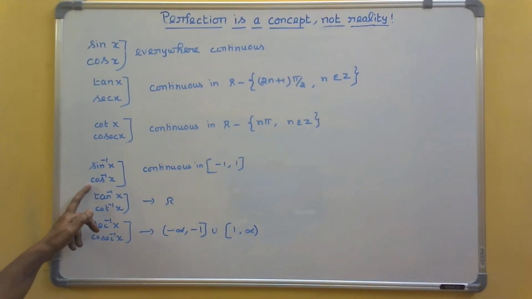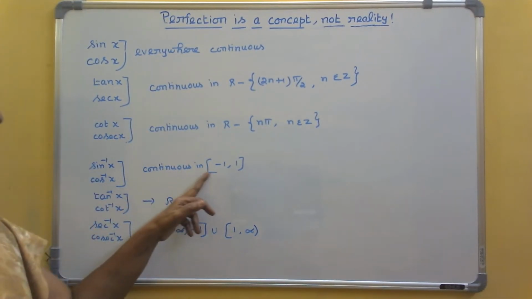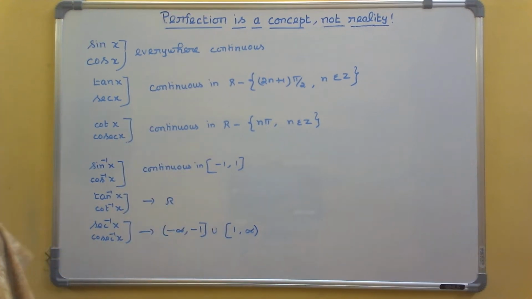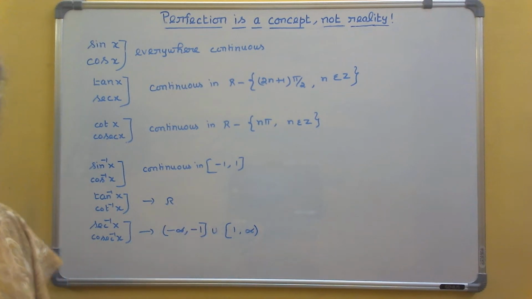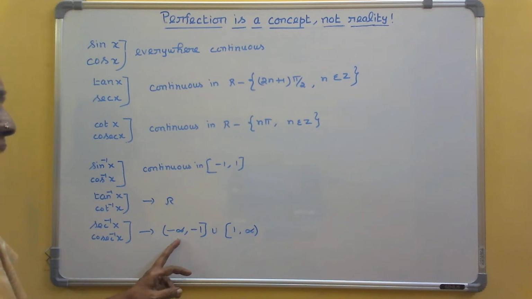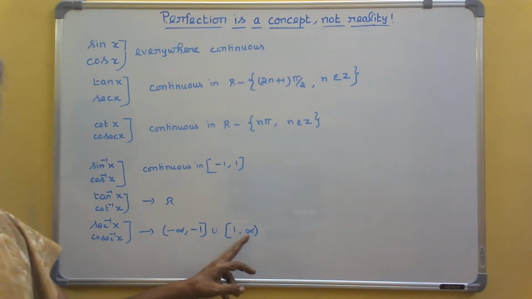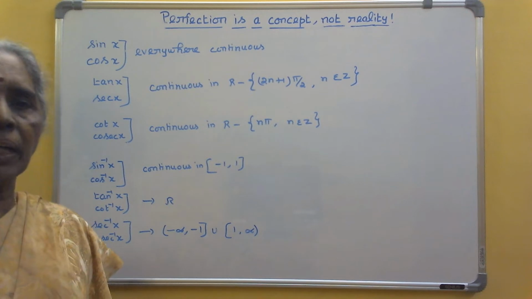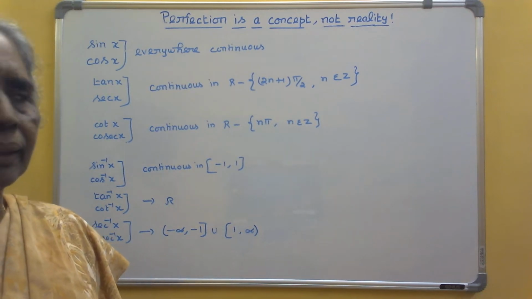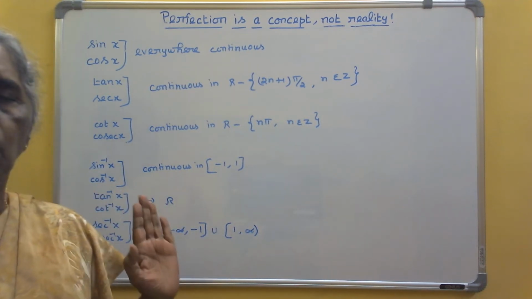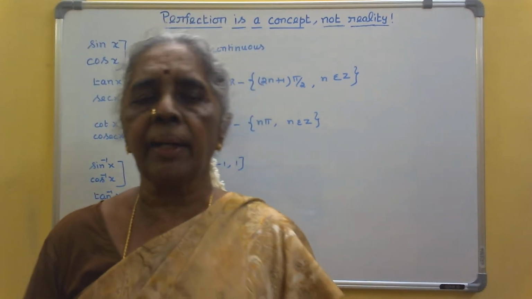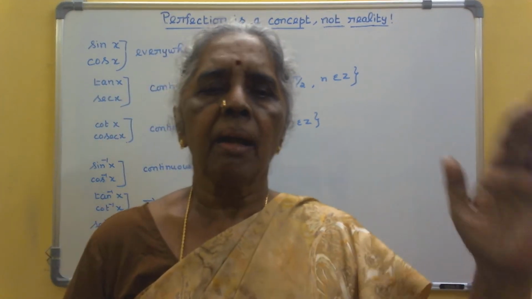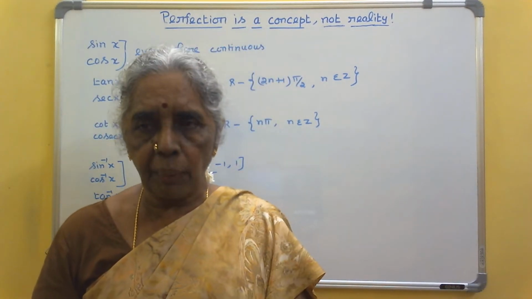For sin inverse x and cos inverse x, they will be continuous in [-1, 1]. Tan inverse x and cot inverse x will be continuous in R, that is all real numbers. Secant inverse x and cosecant inverse x will be continuous in (-infinity, -1] union [1, infinity). Always note, whenever infinity comes, it will be an open bracket, and for this number it is a closed bracket. So now you know regarding all the trigonometric functions and all the inverse trigonometric functions, where they will be continuous and where they will be discontinuous.